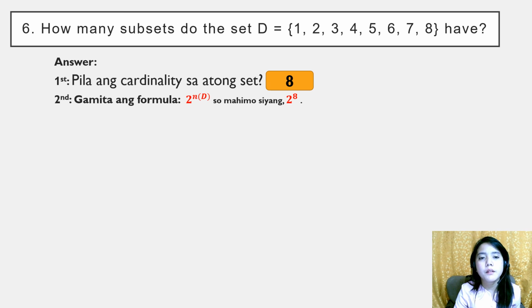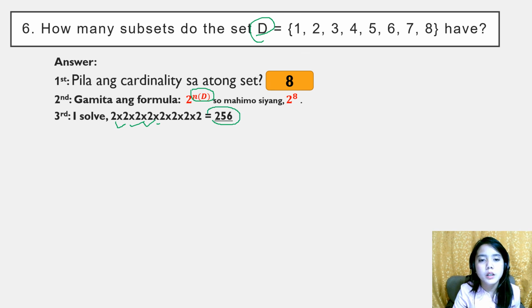Second, gamita ang formula. 2 raised to N of D. D atong gigamit diri because D man ang set nato. Okay, so mahimo siyang 2 raised to 8. Saan ga ipag-solve ang 2 raised to 8? 2 times 2, 4 times 2, 8 times 2 times 2 times 2, hantod na himo siyang 256. So, in other words, kung ato ni siyang buhatan tanan og subset, maka-form ta og 256 ka subset. Okay?